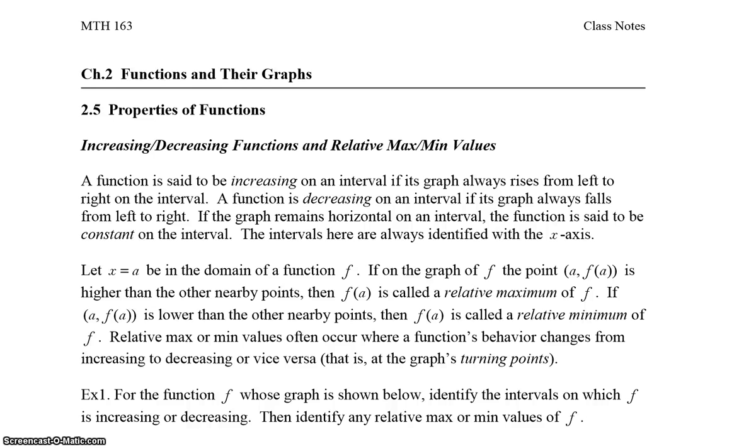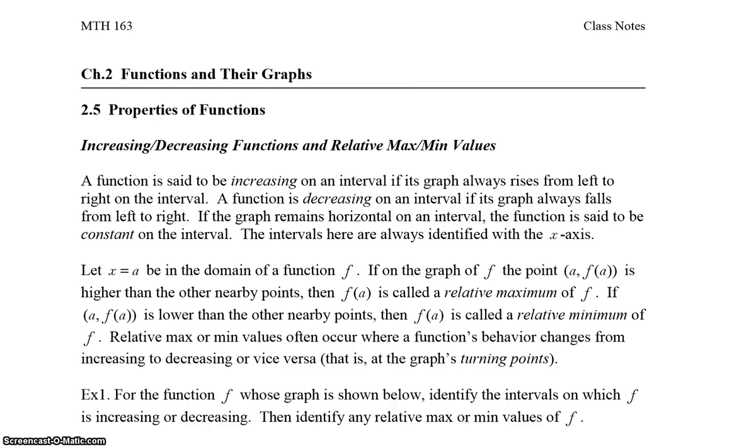Related to increasing and decreasing functions are relative maximum and minimum points of a graph. So let x equal a be in the domain of a function f. If on the graph of f the point a comma f of a is higher than other nearby points, then f of a is called a relative maximum of f. If a comma f of a is lower than other nearby points, then f of a is called a relative minimum of f.